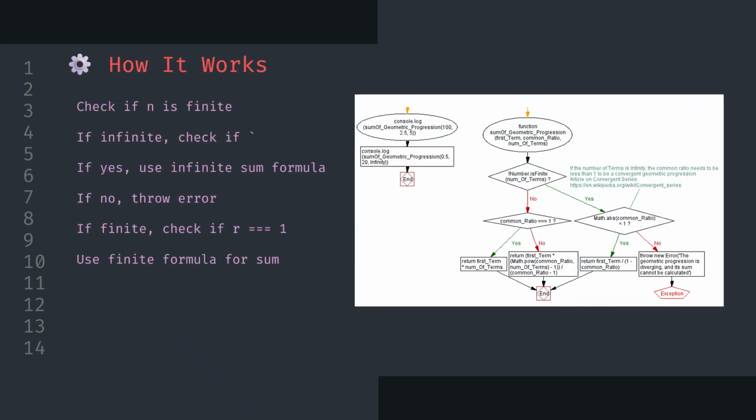This function uses branching logic. We separate the infinite case from the finite one right at the start. Then we determine which formula to use based on whether the ratio is 1 or something else. It is precise and handles all the special conditions gracefully.